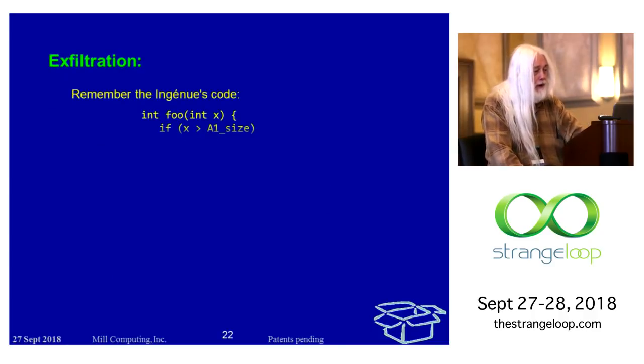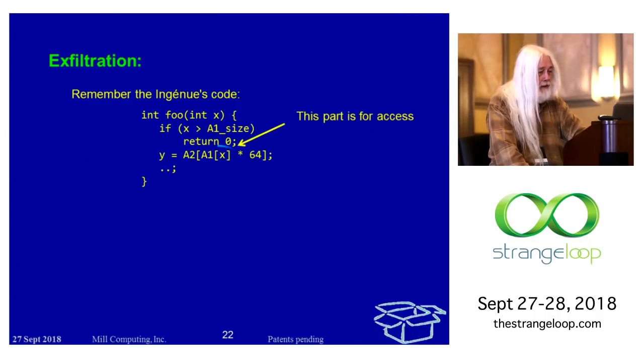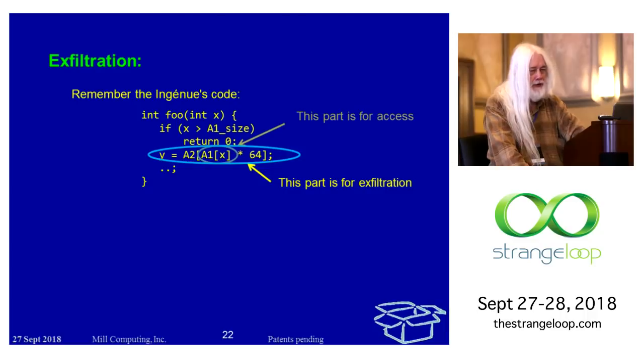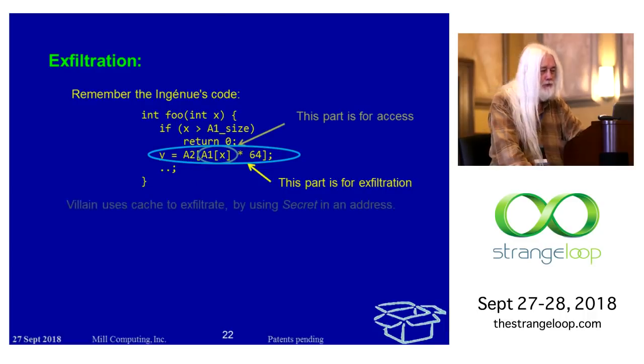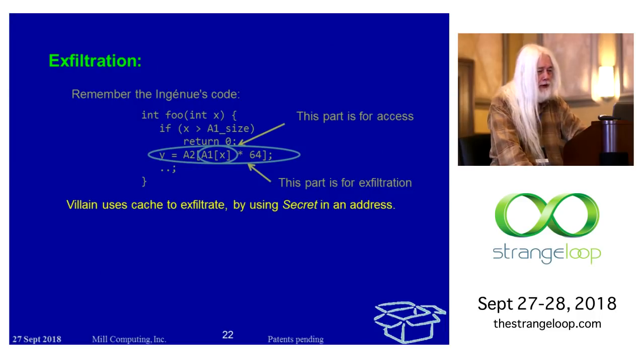If you remember the ingenue's original code, that part, the access to A1, is for access. This part is for exfiltration. And this is what makes Spectre so deviously clever. You'll see how it works. The villain uses the cache to exfiltrate.